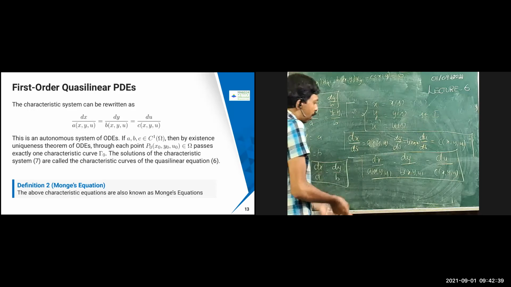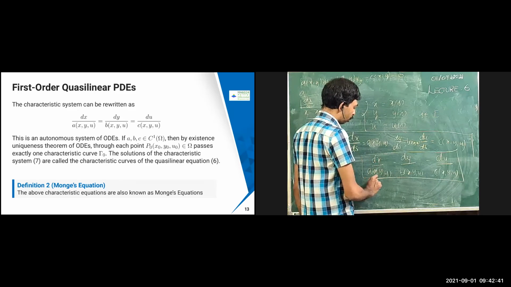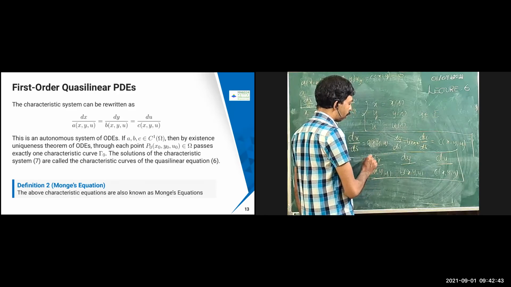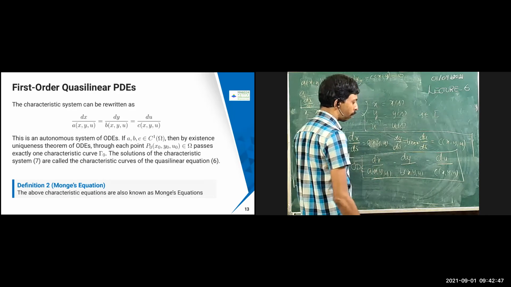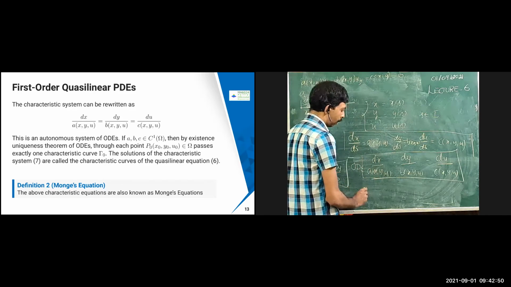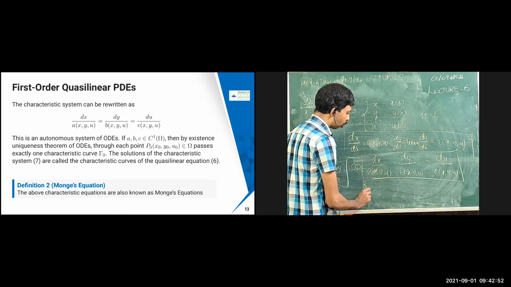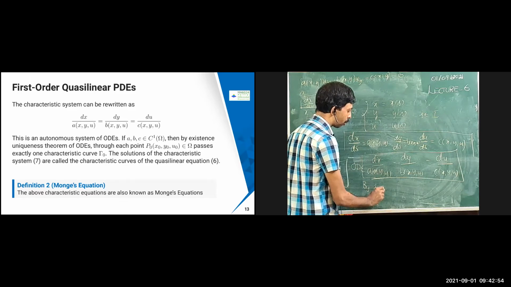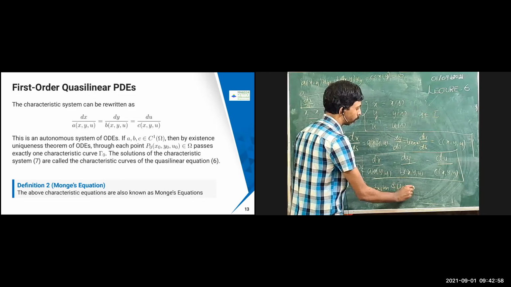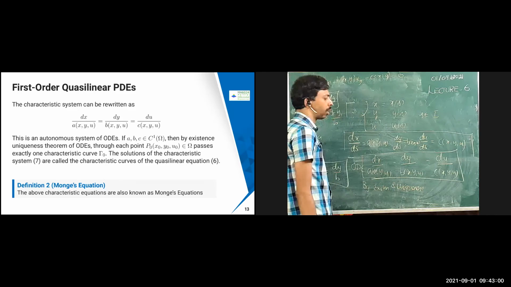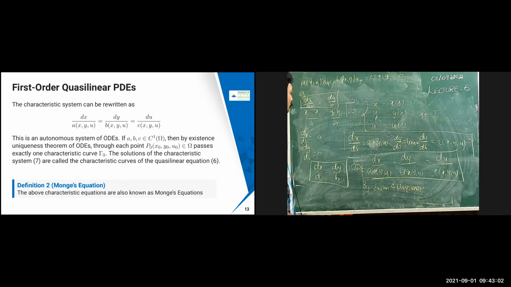Since this is an ODE problem, what we need to do is find the solutions of the ODE. That means we have to apply the existence and uniqueness theorem of ODEs through a point. So take any point P of x naught comma y naught comma u naught in the omega.